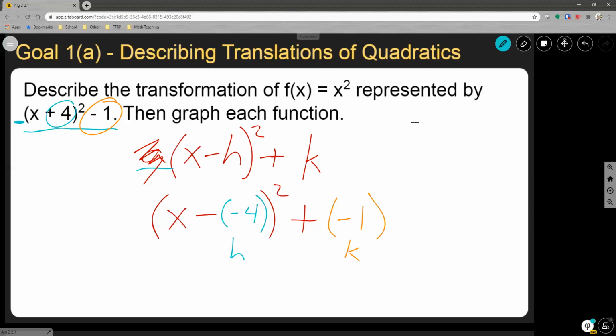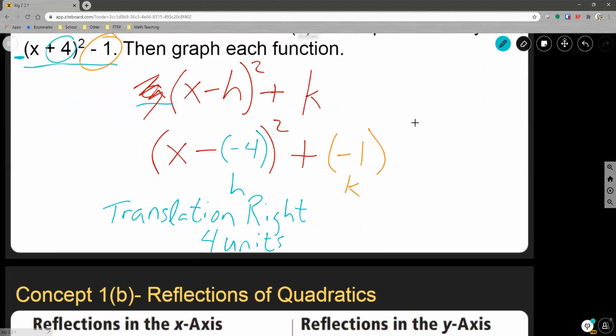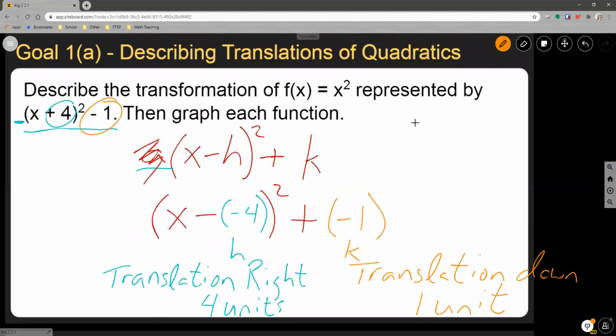The h value means it's going to be a translation to the right by 4 units. The k value, that's my vertical translation. So it's a translation, and it's a negative 1, so it's going to be down by 1 unit. Those are my two transformations that are happening.